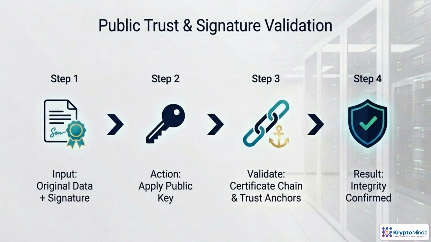Verification starts with 3 inputs: the original data, the signature, and the signer's public key, usually carried in an X509 certificate. We first recompute or receive the digest of the data. Then the cryptographic algorithm checks whether the signature matches that digest under the given public key. Next, the certificate chain is validated up to a trusted root. Only when all these checks succeed do we treat the signer's identity and the data's integrity as trustworthy.